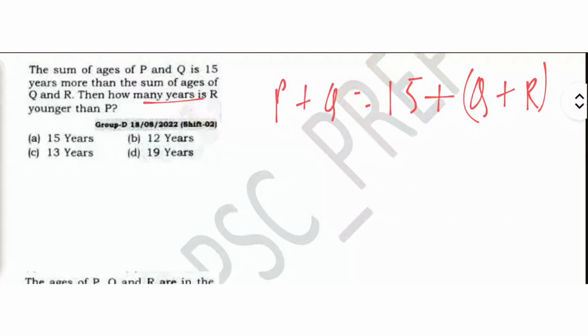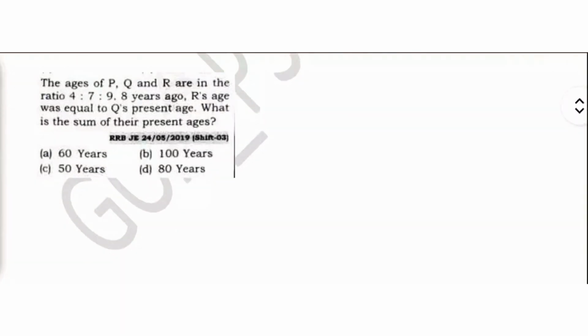Okay, so we can see this Q and this Q get cancelled. If we get this R this side, P minus R is nothing but 15. So they are asking you the difference only, which is 15 years. Okay, the ages of P, Q and R are in the ratio this.